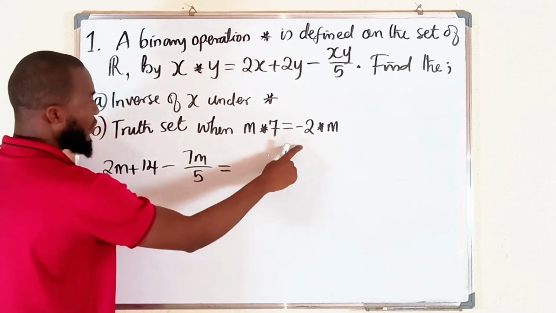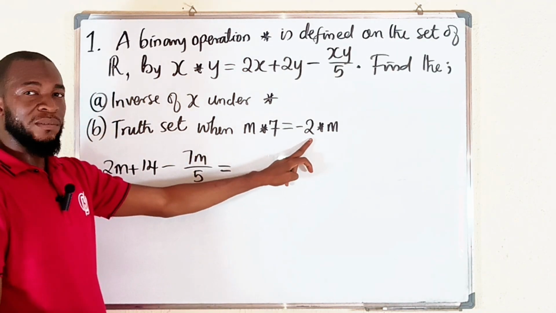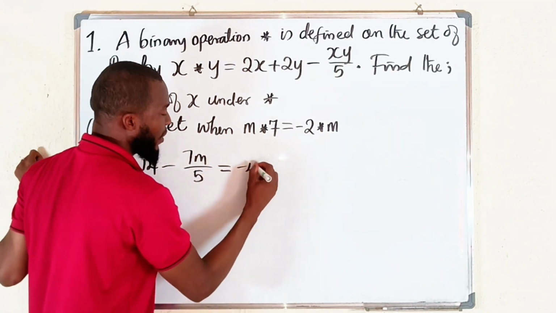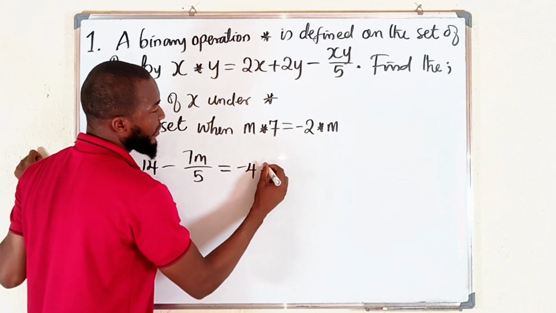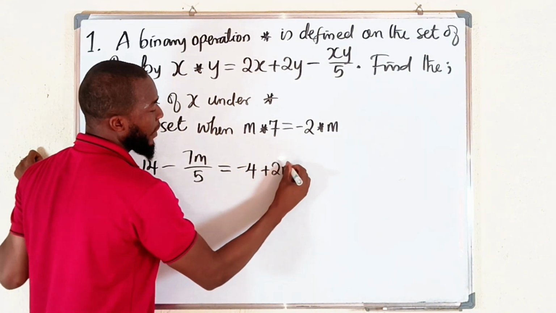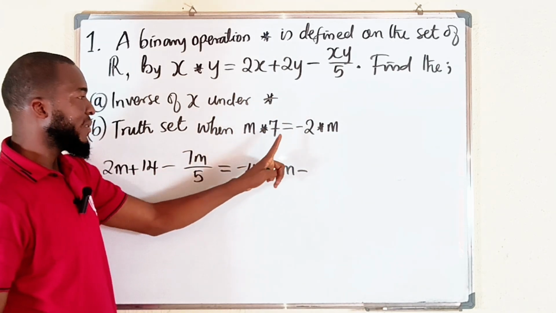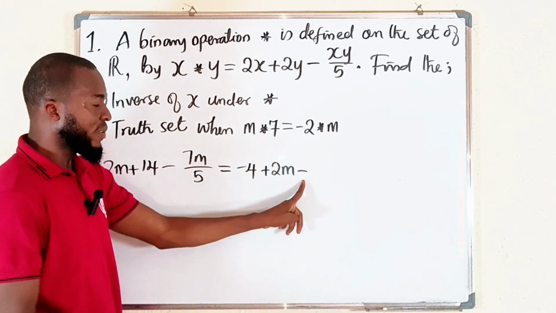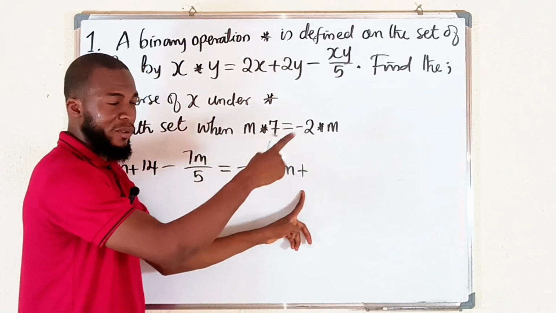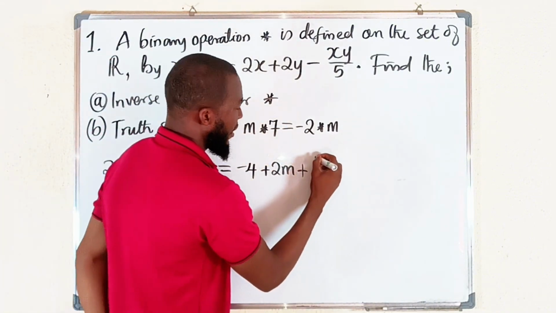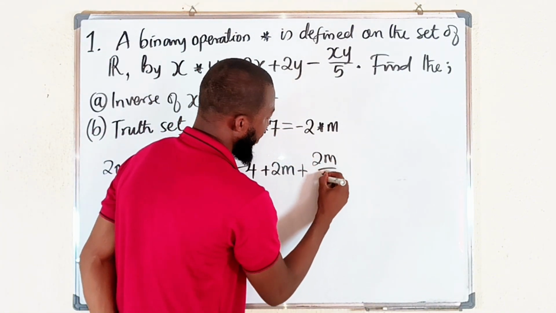This is equal to, you do the same thing here. 2 times negative 2 will give us negative 4. Then plus 2m. Then minus the first time the second, right? This time this, but this will become plus because of the other minus here. That is 2m divided by 5.